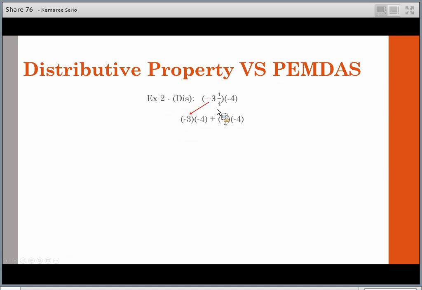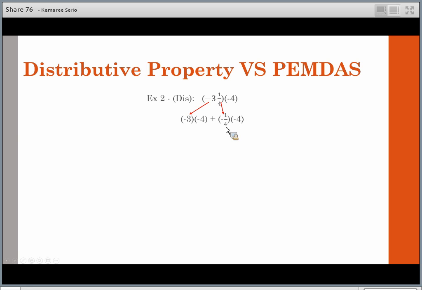So what that looks like is this. You're taking this negative 3 and multiplying it by negative 4 still. And then you're taking this 1/4 over here and this negative 4 still. Now this 1/4 is negative because this whole quantity here is negative. You can't forget the negative sign, otherwise you'll get a different answer. So if this is negative, remember you have to bring your negative to both numbers.